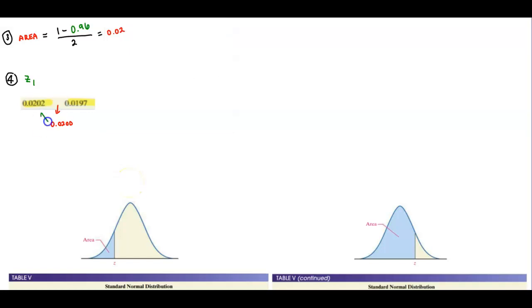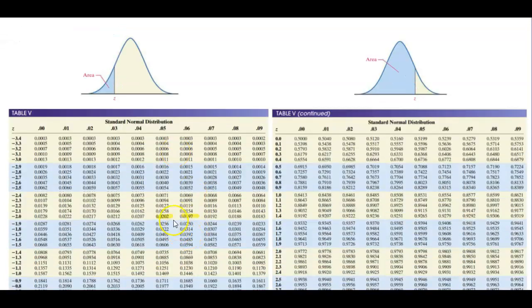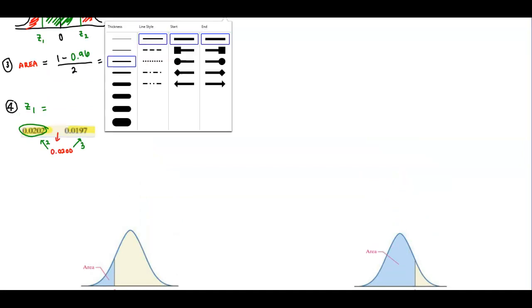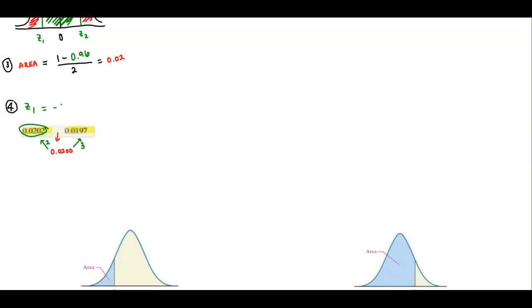The difference between those two is 2, and the difference between those two is 3. So we're going to use this area to find our z-score. Let's go ahead and do that on our table. Knowing that this is the area, we can see that we get negative 2.05. So therefore, the first z-score is negative 2.05.